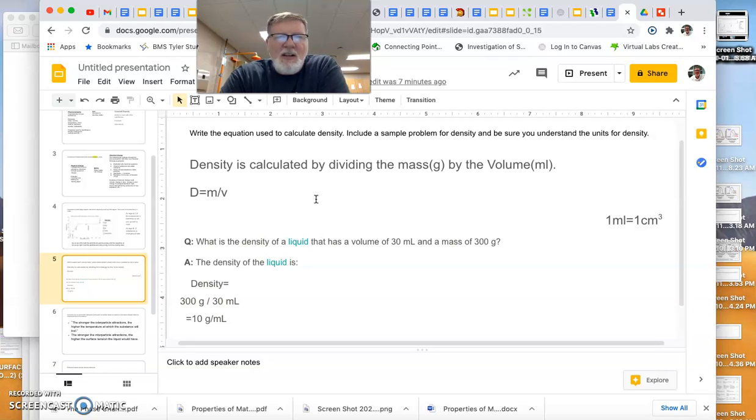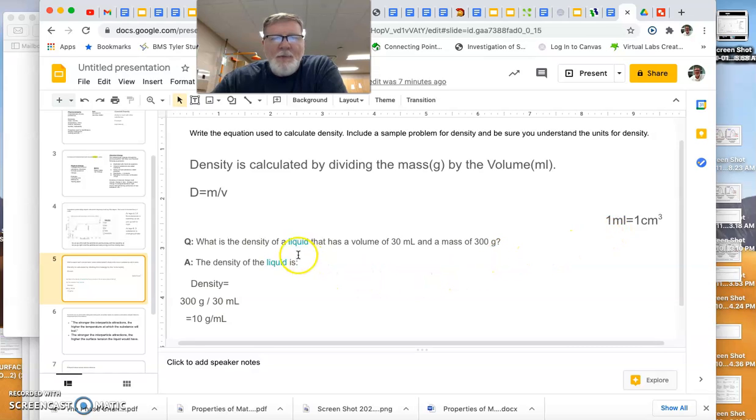Next question asks you to be comfortable using the equation for density, calculating density. It's one of the ways that we measure matter, and the equation is density is mass divided by volume. Mass typically will be in grams or kilograms. Volume typically will be in milliliters. 1 milliliter is equal to a cubic centimeter, so it could be in cubic centimeters as well, and they are the same, just different ways to measure.